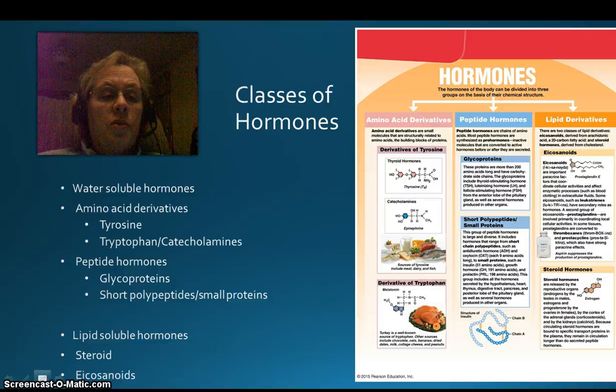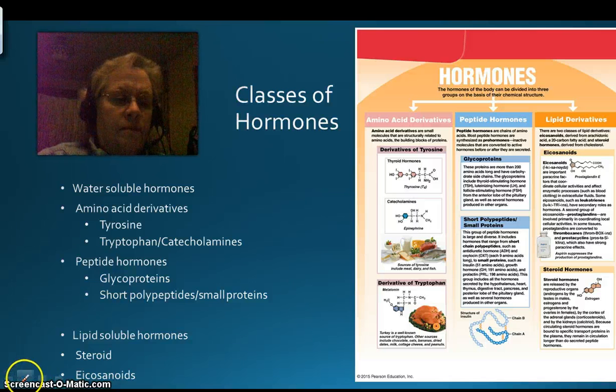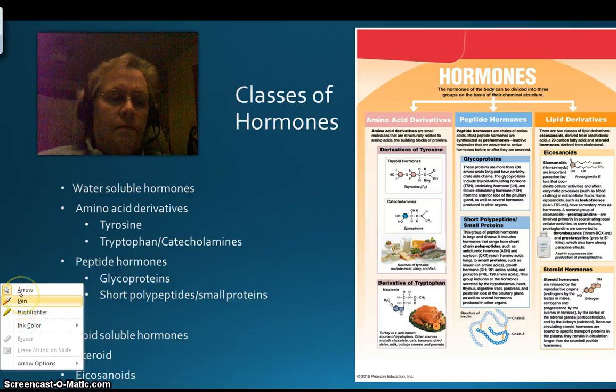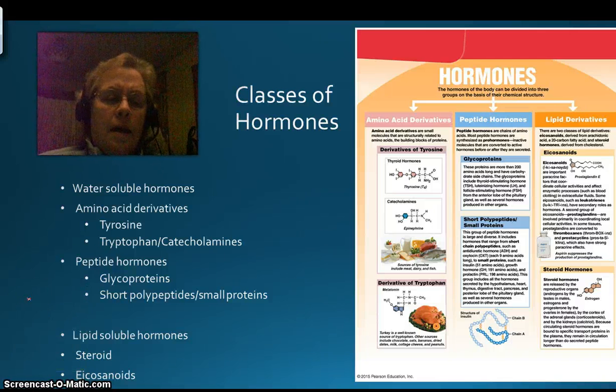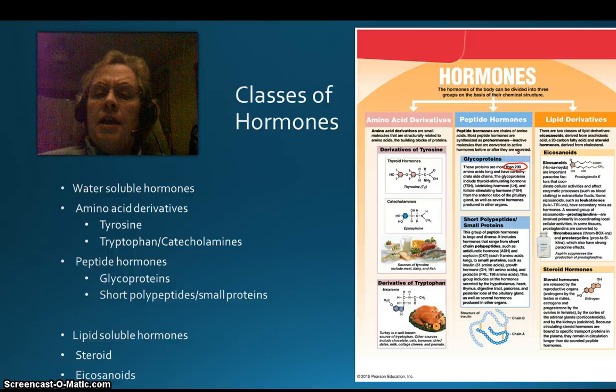Also in the water-soluble hormones are peptide hormones. In this group we have glycoproteins. These glycoproteins are fairly long. They have more than 200 amino acids, and in addition they have a carbohydrate side chain. Included in these glycoproteins are the hormones thyroid stimulating hormone, luteinizing hormone, and follicle stimulating hormone, all three of them coming from the anterior lobe of the pituitary, but others coming from other organs as well.